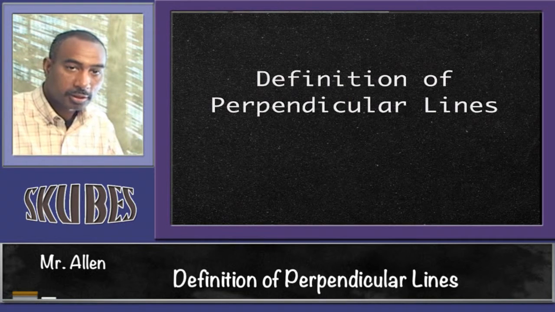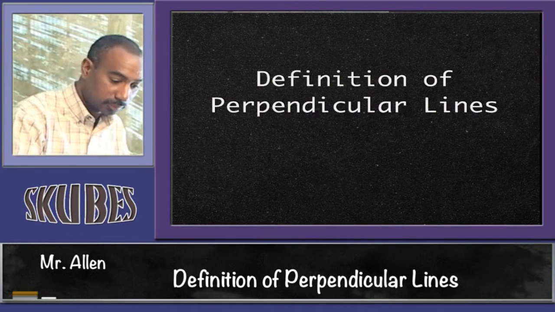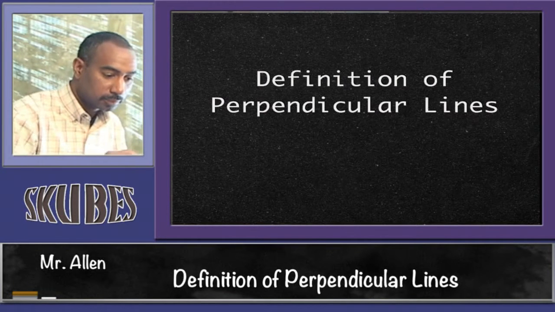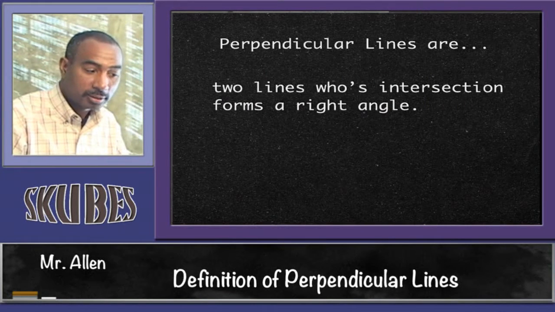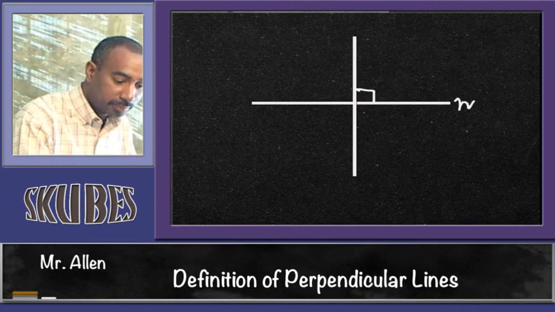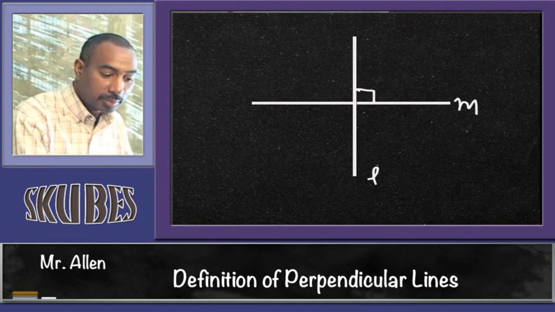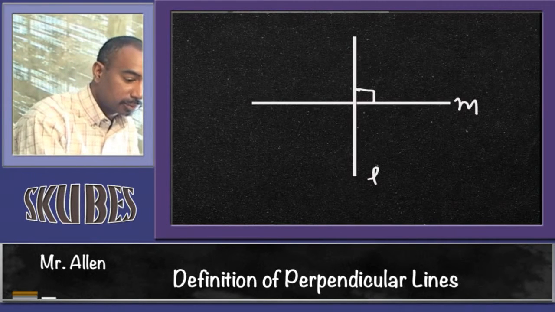All right, today's lesson is on perpendicular lines, and we're going to start with the definition. Perpendicular lines are two lines whose intersection forms a right angle. For example, let's say we have line M and line L. When you see this box, that means 90 degrees.